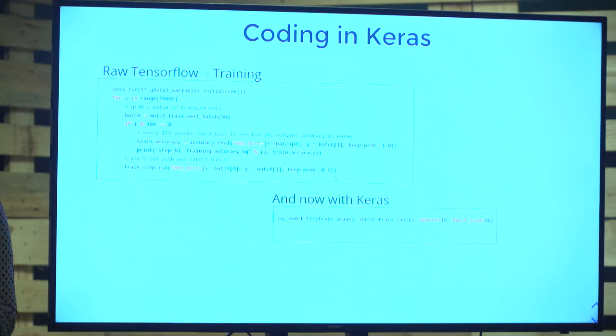And with Keras, you can do it in one line. You just do myModel.fit, and you give it the data to fit the model to. So you feed in the training images, the labels for those images, and you tell it how many epochs to run for and what batch size to use.